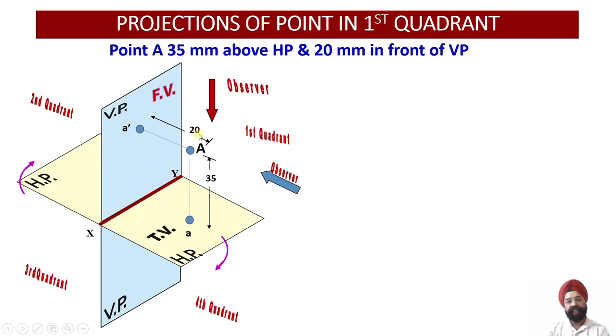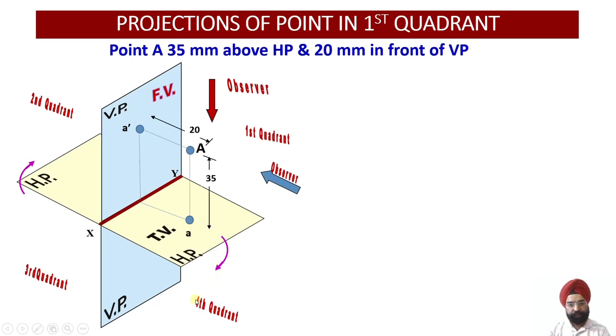How much is this in front of VP? 20 mm. I've already shown it over here. So this distance happens to be 20 mm, and this distance happens to be 35 mm. So let us join these coordinates. Once we join this, we know that there is a definite relationship between a dash and a. And what is this relationship? This relationship says that a dash, that is the front view of the point, will lie directly above the top view of the point, that is small a.